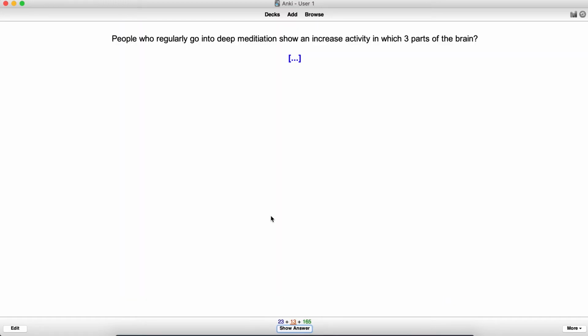People who regularly go to deep meditation show an increase in which three parts of the brain? Prefrontal cortex, right hippocampus, and right anterior insula.